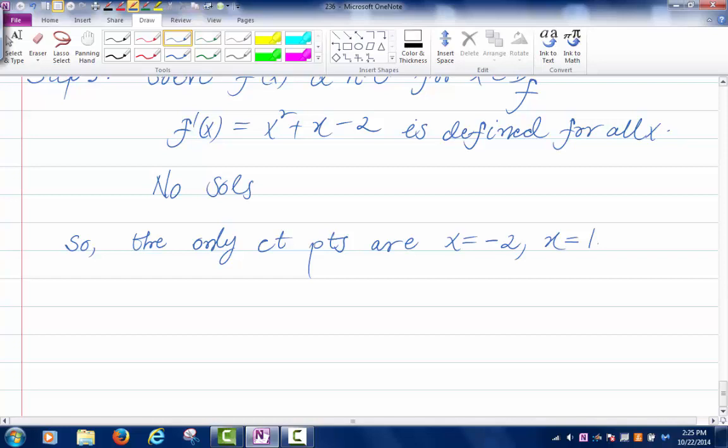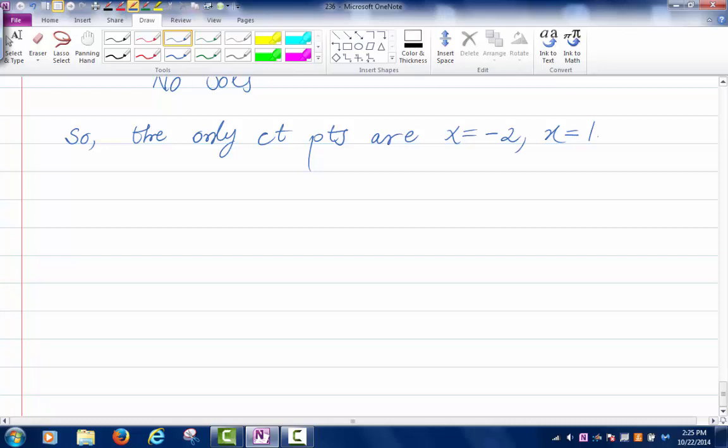Okay. Let's look at a different example. Let's now take the function g of x, and let's say the function g of x looks like the following: 1 plus x squared. Again, the same question. Find the critical points of the function g.